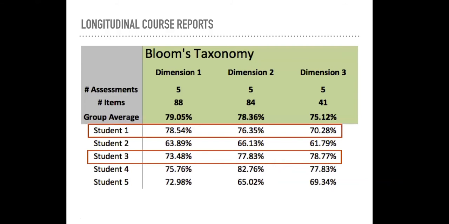Because let's look at student 1. They can memorize pretty well, but look at their dimension 3 score, that's 70%. They are not able to apply the information. So even though they can memorize it, they can't apply it to different situations. So I would make recommendations to that student on how to apply information. So study techniques that would focus more on application and not just memorization.